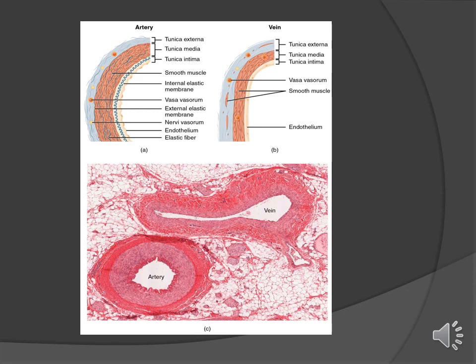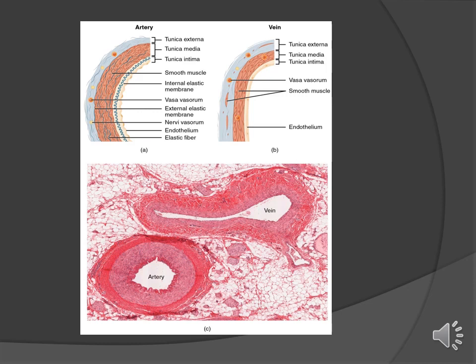The three layers, tunica intima, tunica media, and tunica adventitia, are very well distinguished in the artery. We can see very well the boundaries between the layers. The three layers are not well distinguished in the vein. The best developed is tunica media in the artery. Tunica adventitia is the best developed in the vein.